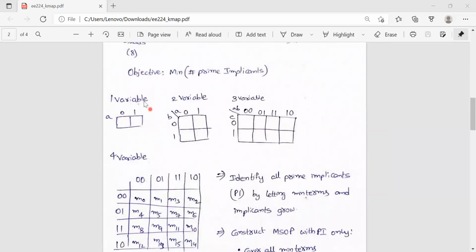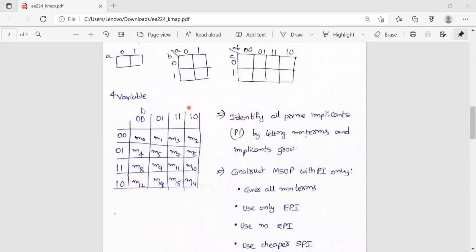Let's try to understand how to draw the cube representation for the Karnaugh map. For one variable, there are two boxes. For two variables, we use this. And for three variables, we use this. In this, the sequence is important: 00, 01, 11, and 10. From one box to a neighboring box, only one change should be there in the value. For four variables, we use this 4 by 4 box.